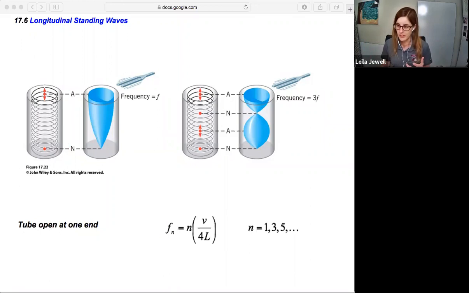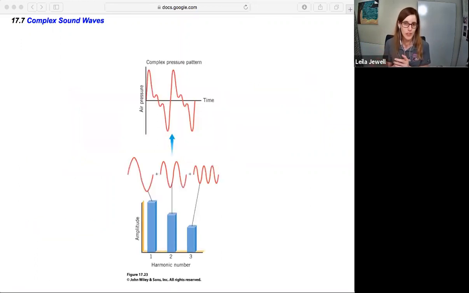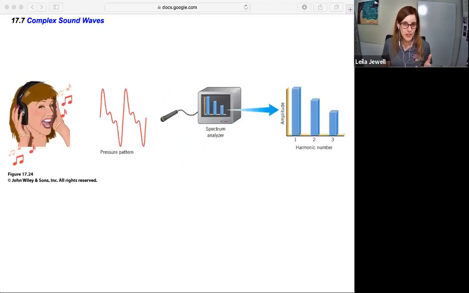One last thing is complex sound waves. So it turns out if you hear a sound wave, it's not usually that simple sine wave. Turns out it's kind of a weird bumpy pattern, but that bumpy pattern can be deconstructed into a combination of individual sine waves, right? And it's just a different amplitude of each, right? So there's one that has a really large amplitude, and then these higher frequencies that have a smaller amplitude and create this interesting pattern. And this is what gives every sound its own unique timbre.